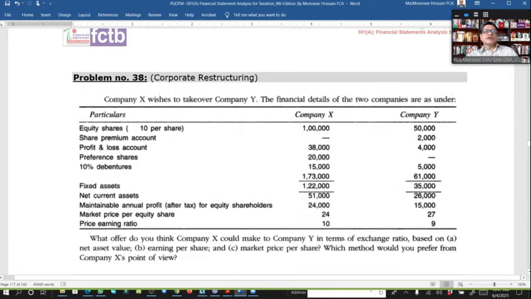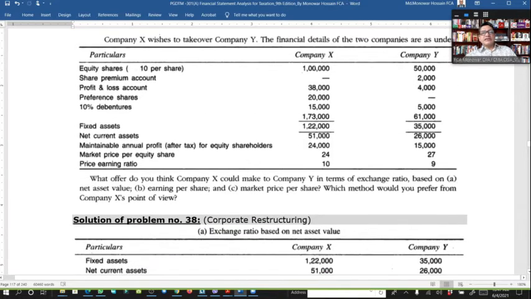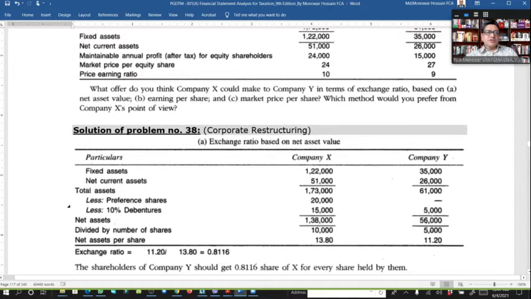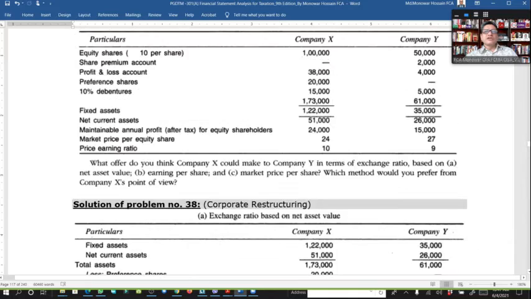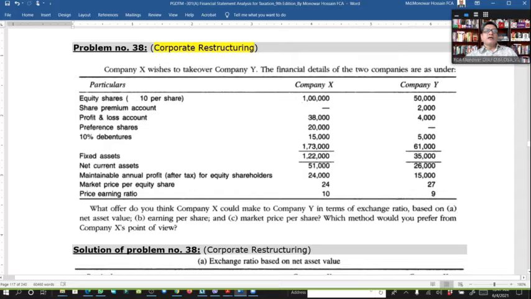And another one, corporate restructuring, sometimes for just understanding. And one thing for how corporate restructuring works: here we know the merger and acquisition, where one company takes over another company, or two companies can merge with each other. So company X wishes to take over company Y.